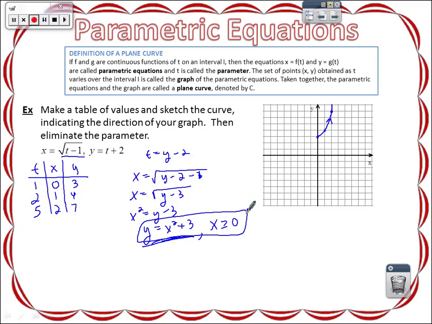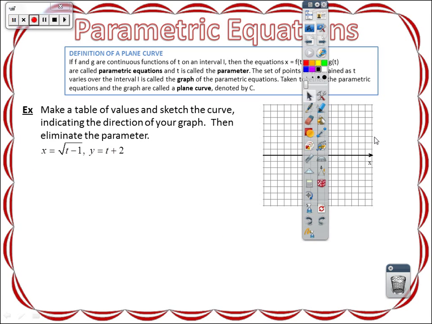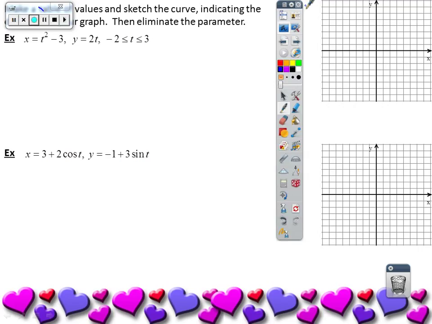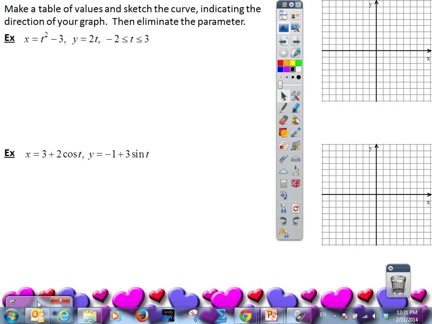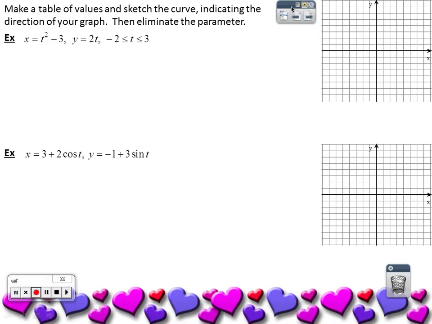Okay. A couple more problems. Let's go to the next page. All right. So here we have another type. Get rid of this. Okay. Here we have x equals t squared minus 3 and y equals 2t.